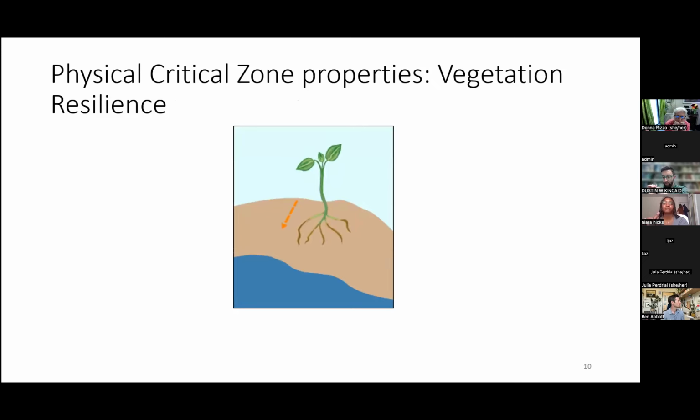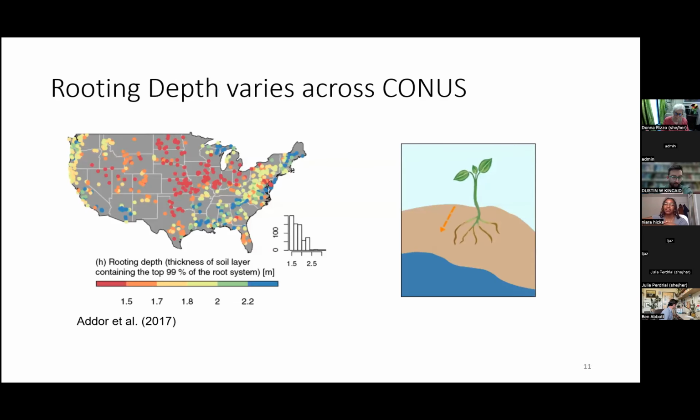Another critical zone property that we will be looking into is vegetation resilience. This is a diagram basically showing what we call hydrotropism, which is when a plant has an issue reaching water because of water stress or drought. What a plant can do is extend its root system and lengthen its roots to reach the water. And then this is a map showing that the rooting depth or length can also vary across different regions in the US.